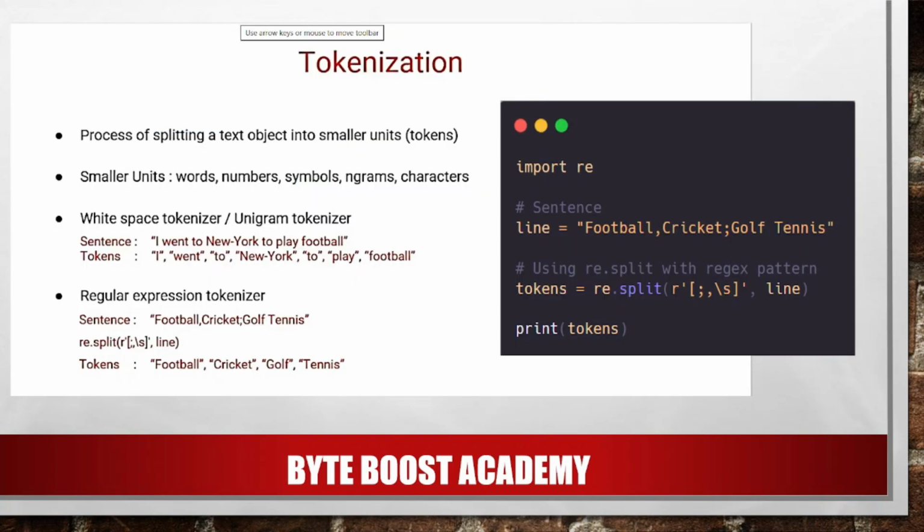Tokenization, just a brief overview of it, is splitting the text into tokens. On the right-hand side, I have shown an example where we are importing a standard library package known as re, for regular expressions, and splitting the text by space and semicolon, as you can see in the line statement. We print out the tokens, and it will show us a list of the words, like football, cricket, golf, and tennis.